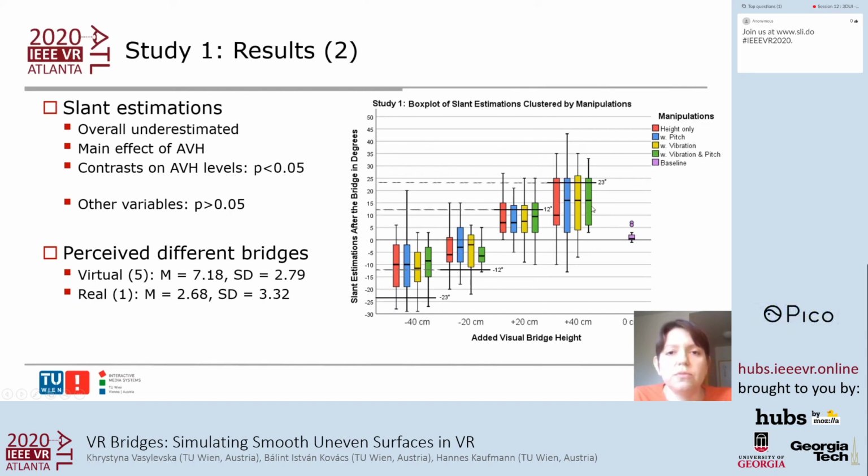Our participants reported noticing on average 7 different virtual bridges and 2 to 3 real bridges. That might mean that the 20 centimeters interval of the added visual height was too small to differentiate between the smaller manipulations, or that the sensation of the flat bridge was overruling the illusion at some point.